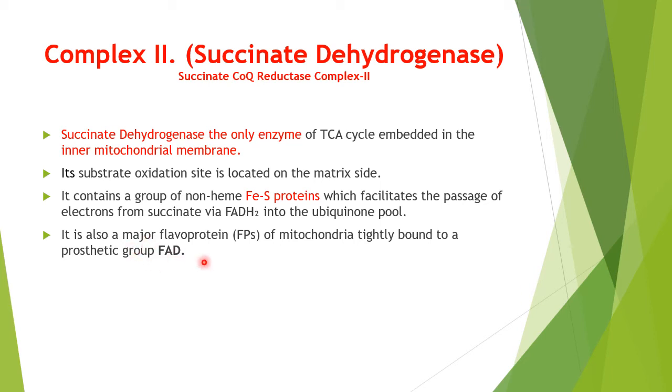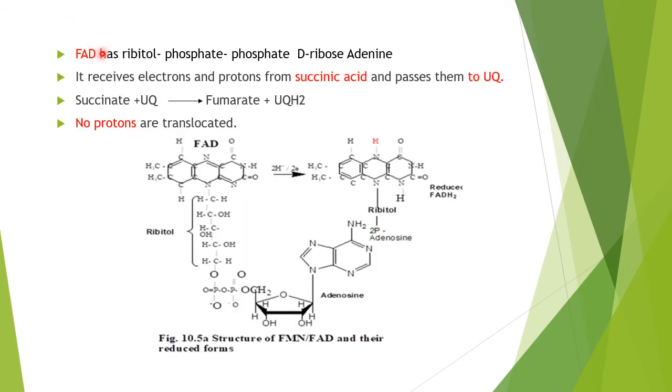And it also has a major flavoprotein. It's a major flavoprotein of the mitochondria, tightly bound to a prosthetic group FAD, flavin adenine dinucleotide. So we have an FAD. What is FAD? FAD has a ribitol phosphate, D-ribose, adenine. It has a 3-ring structure. There is a side chain. That side chain has the ribitol. It has a phosphate, and there is D-ribose, and then there is an adenine.